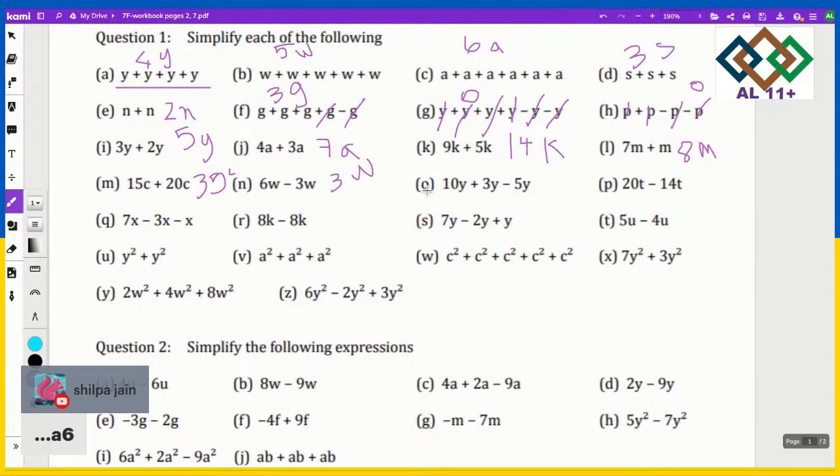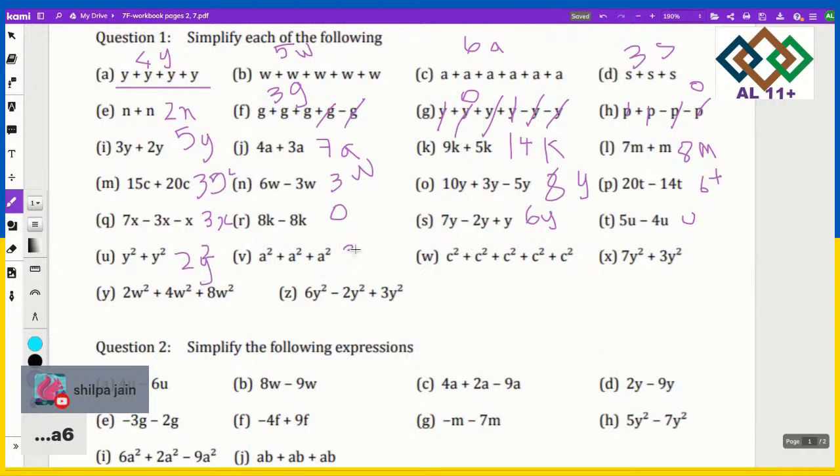Then you have O. O would be 8Y. Then you have P. That's 60. Then you have Q. That is 3X. Then you have R. R is also 0. Then you have S. That is 6Y. T is only a U. U is 2Y.